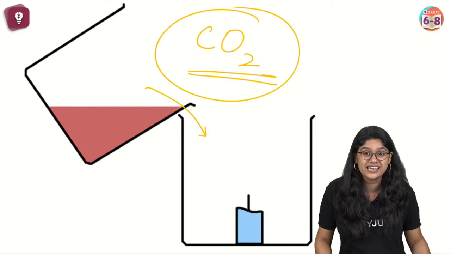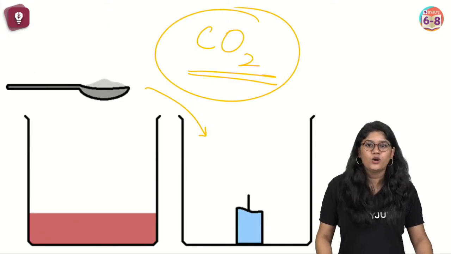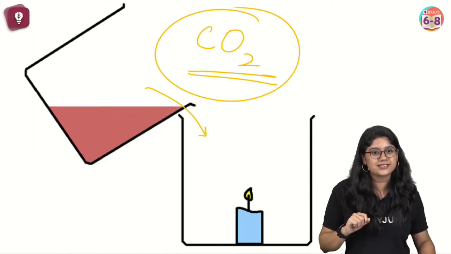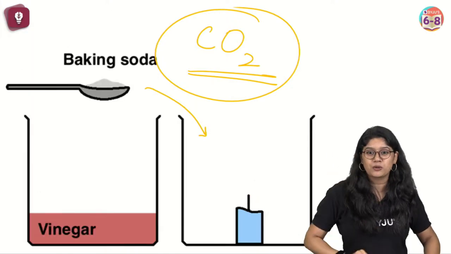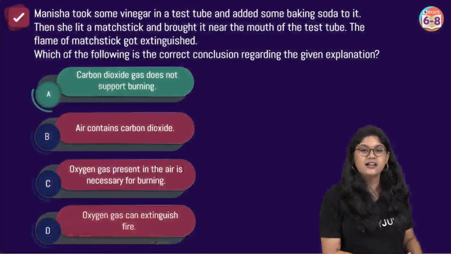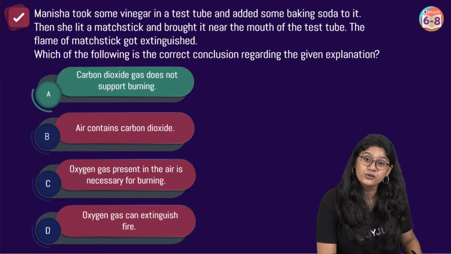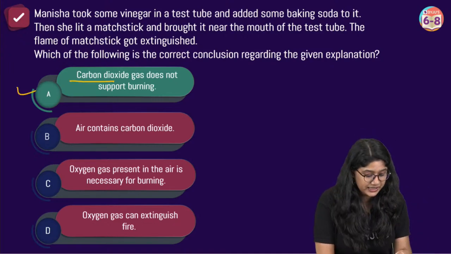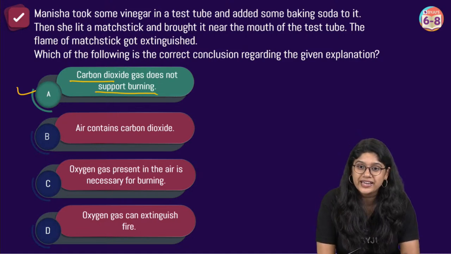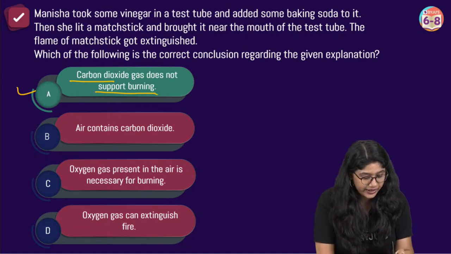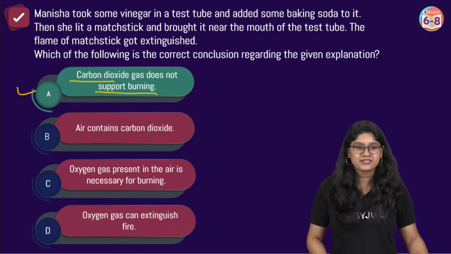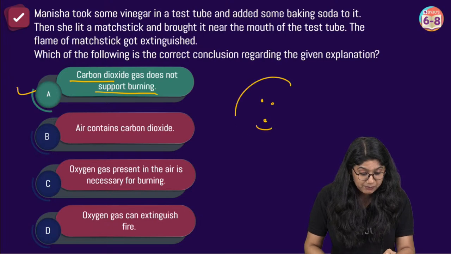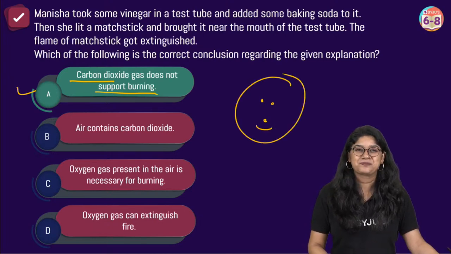So, in that case, option C will not be the correct answer. Option B will not be the correct answer. Option D will also not be the correct answer. The correct answer will be option A. Are you clear with that? Carbon dioxide will not be supporting the burning. That's why the candle flame will stop. Clear? It's a very tricky question. We thought that maybe C could be the right answer.